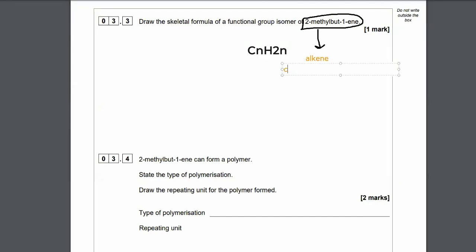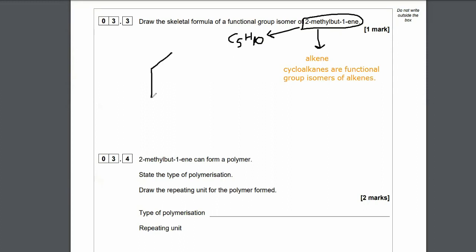CnH2n. And that means that we can work out its molecular formula. It's got 5 carbons, so it's going to be C5H10. And that means I just need to think of a cycloalkane with the formula C5H10, because that will be a different functional group. It won't have the carbon-carbon double bond. And these cycloalkanes are the perfect functional group isomers of any alkene. So cyclopentane is what we're going to write here.